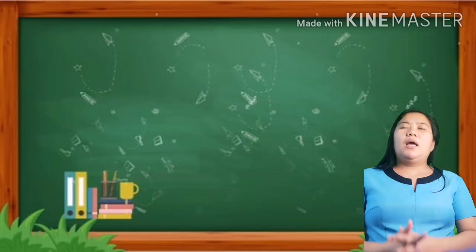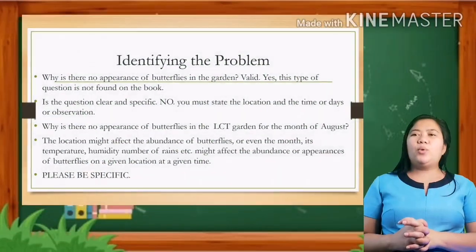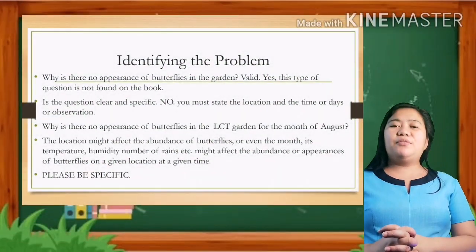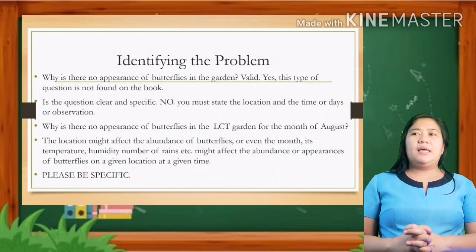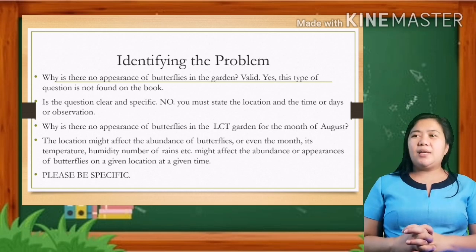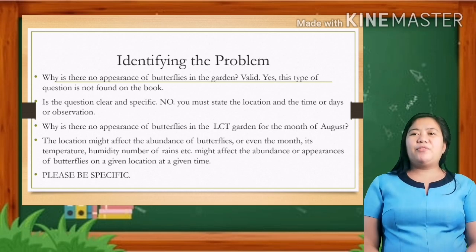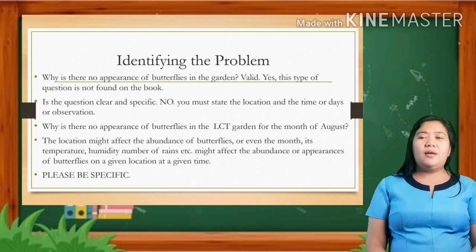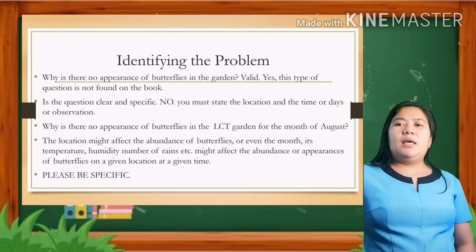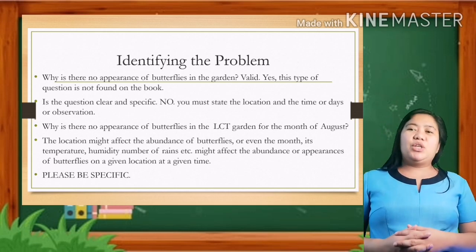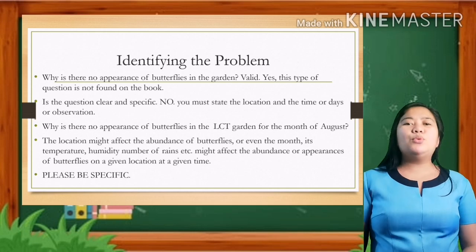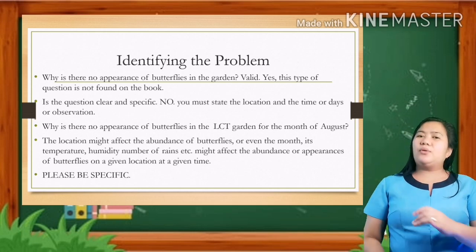Next would be, why is there no appearance of butterflies in the garden? Is the problem valid? Yes. This type of question is not found in books. But is the question clear and specific? No. You must state the location.